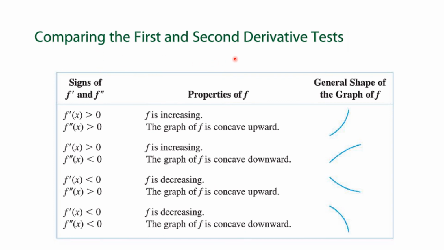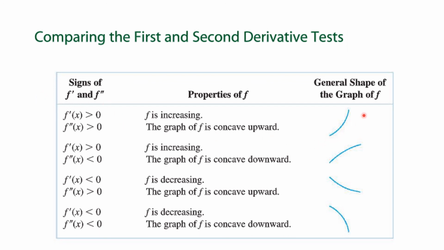Now, to compare the first derivative test just a little bit, first derivative test always works. It's a lot of work, but it always works. The second derivative test can fail and fail spectacularly. You are supposed to know both of these tests. And here's a nice little summary chart about the signs of f prime and f double prime.